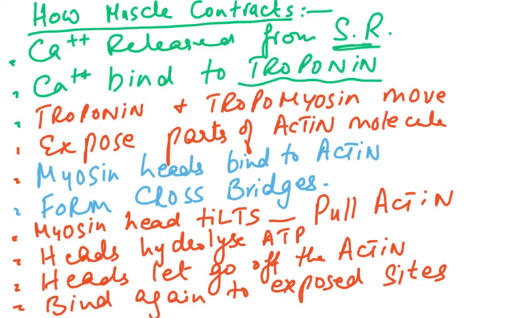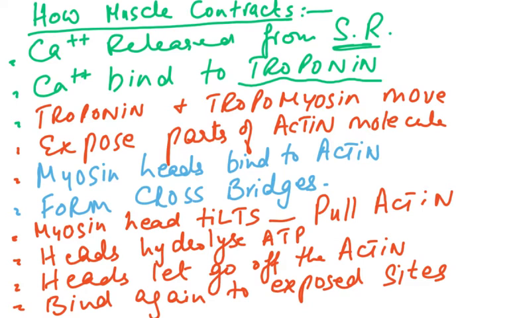Now a quick recap of how muscles contract. First of all, the calcium ions are released from the sarcoplasmic reticulum. Then these calcium ions bind to troponin. Now remember, troponin was those which are found at regular intervals. Then the troponin and the tropomyosin move. When they move, they expose parts of the actin molecule.